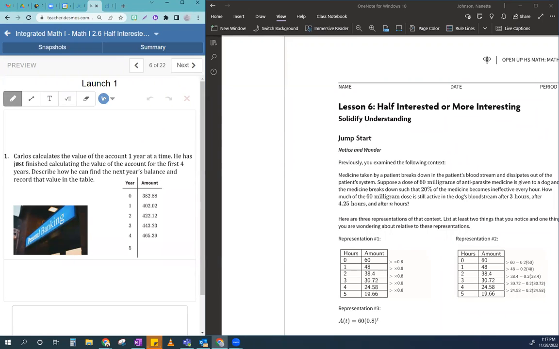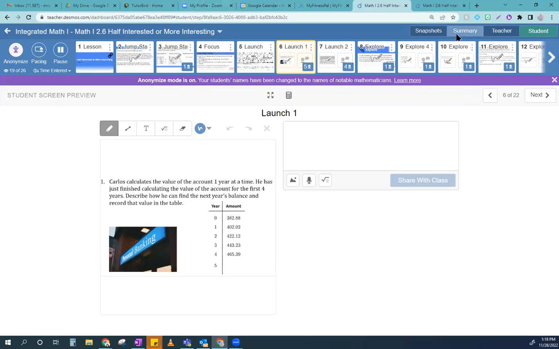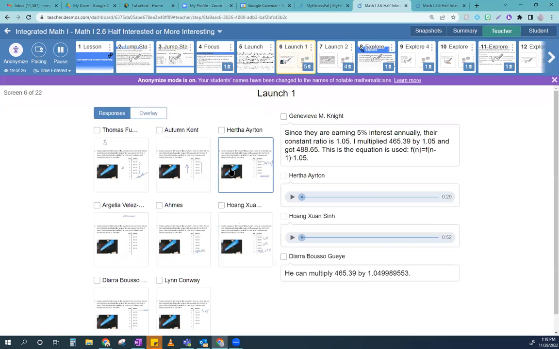Okay, so Carlos calculates the value of the account 1 year at a time, and he has just finished calculating the value of the account for the first 4 years. Describe how he can find the next year's balance and record that value in the table. So I was looking at what you guys were doing, and I was pretty impressed with some of the answers that I saw. Some of you are playing with the recording things here.